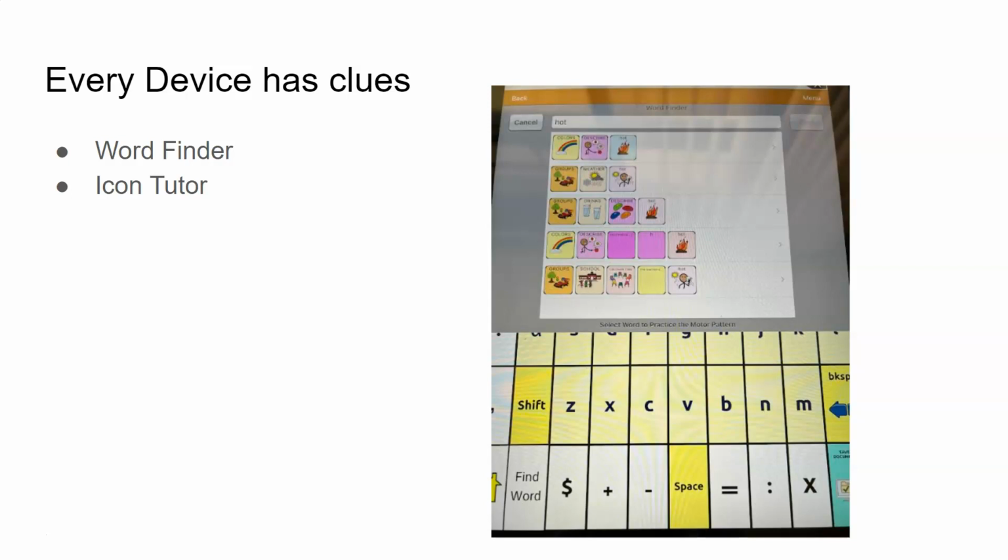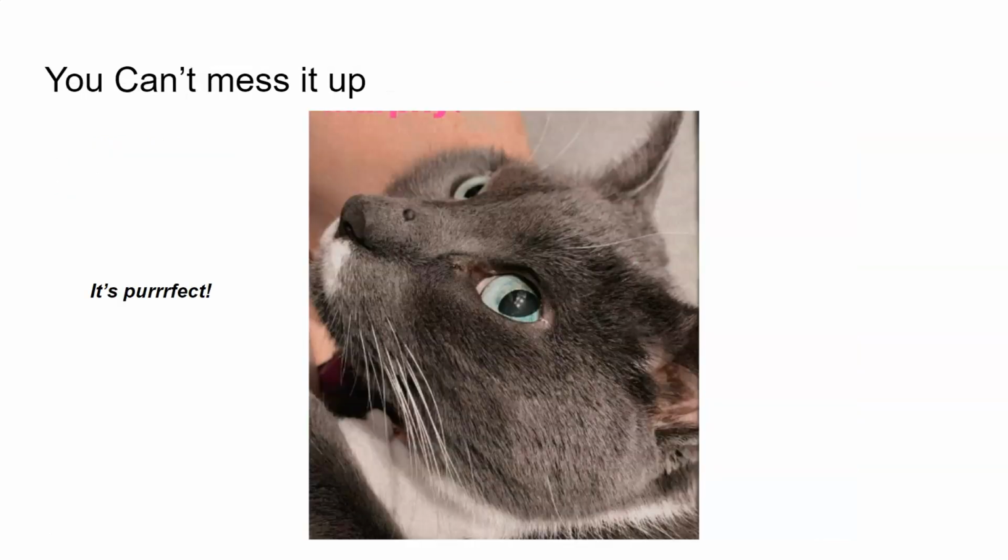The good news is that most devices have a word finder function and an icon tutor. The word finder is usually located on the same page as the keyboard. Using the word finder will activate the icon tutor. Another helpful hint is that most devices are set up in sentence order. Subjects are on the left, verbs in the middle, and objects and nouns on the right, just like we read.